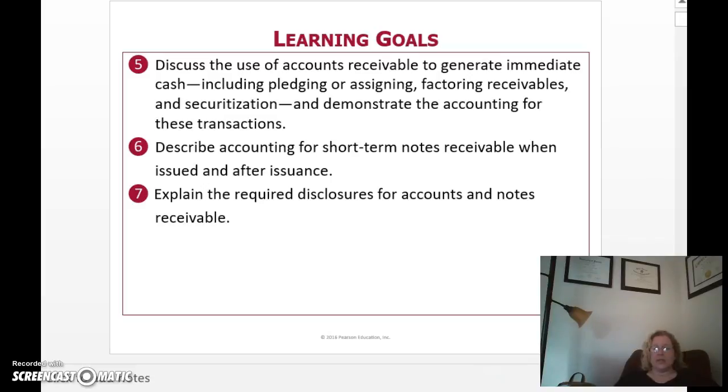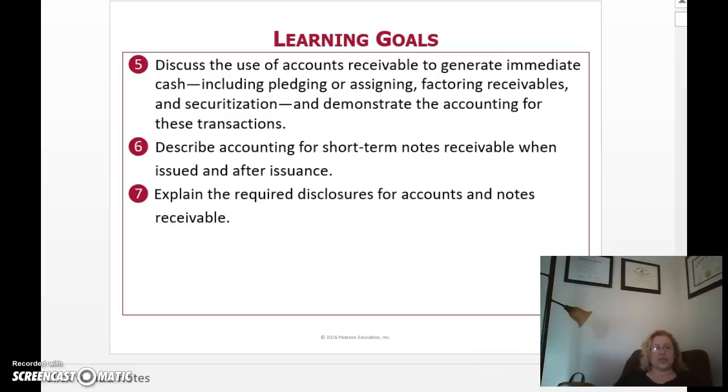Accounting for the different ways of financing involves a variety of circumstances, which the author of your textbook explains through Learning Goal 5. Pledging, assigning, and factoring. These are all terms that you need to become familiar with.